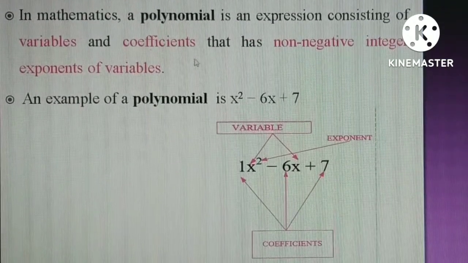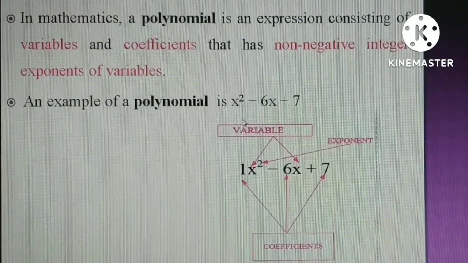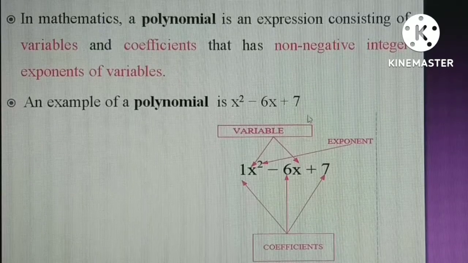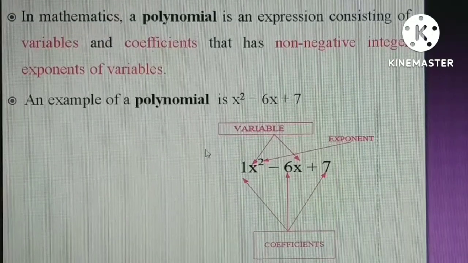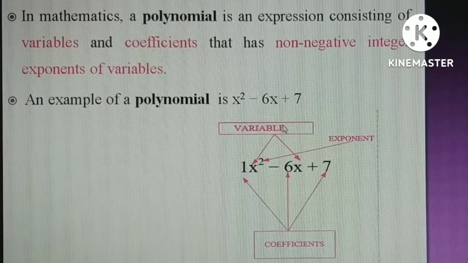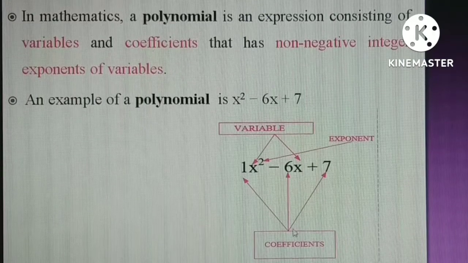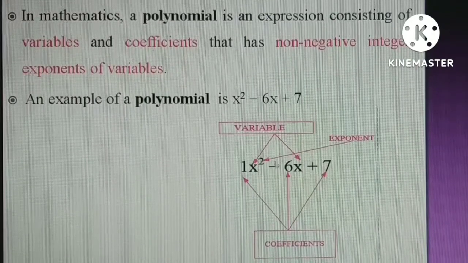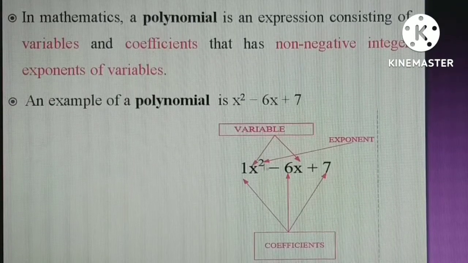Now, let's see an example of a polynomial. The example is x squared minus 6x plus 7. So here, in this polynomial expression x squared minus 6x plus 7, x squared and x are known as variables, 1, minus 6 and 7 are known as coefficients, and this power 2 is known as the exponent. So always remember that the exponent should be positive.